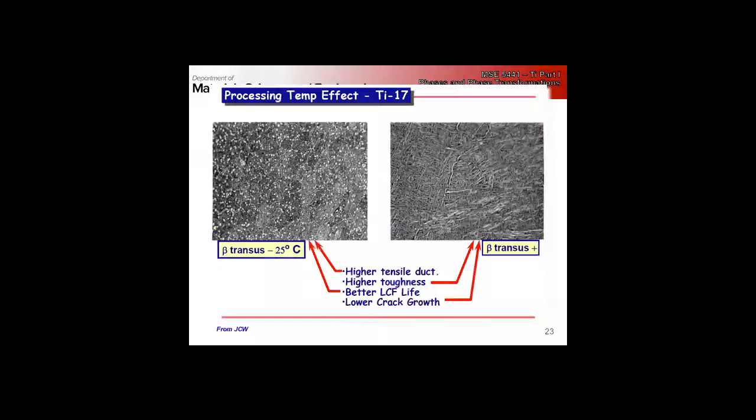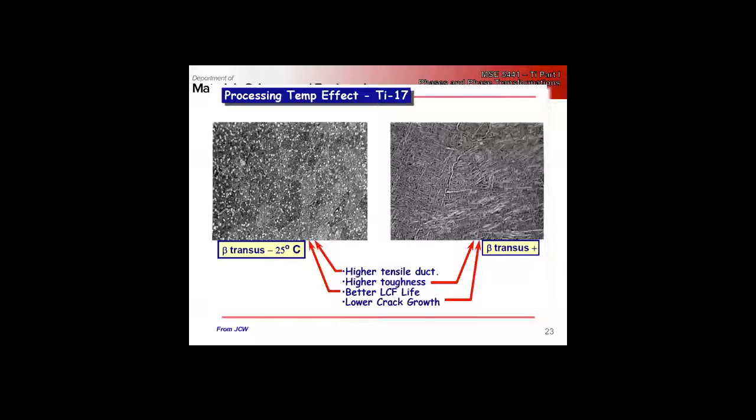If we look at a slide like this, this is a key type of thing that points in the direction of potential exam questions. So here we've got two different microstructures that came from two different heat treatments. Here we heated above the transus and then cooled. Here we had another treatment that was 25 degrees below the transus.